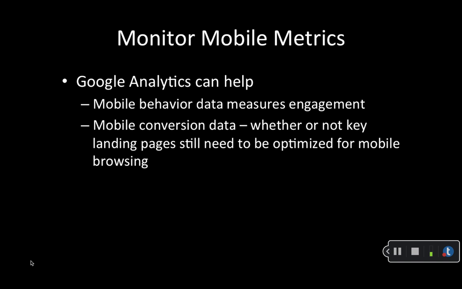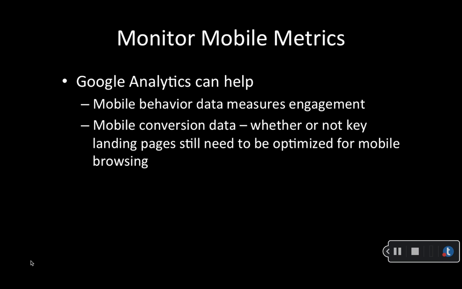Step 4 is then monitoring mobile metrics. Google Analytics can help monitor mobile usage on your site. Mobile behavior data reveals how well your mobile content engages your audience. Mobile conversion data will indicate whether or not some of your key landing pages still need to be optimized for mobile browsing.